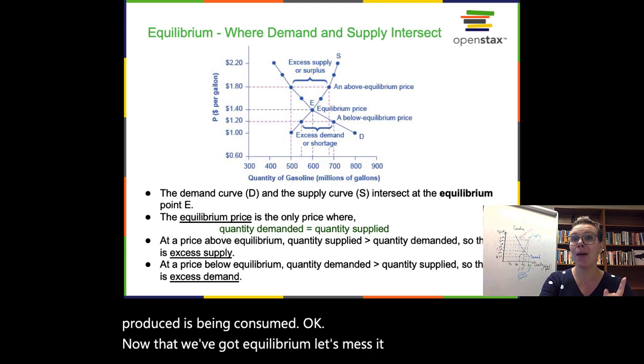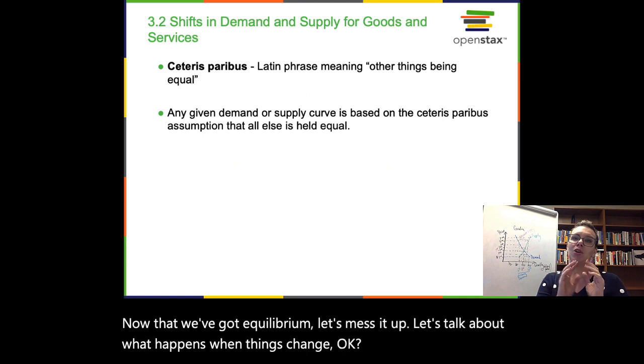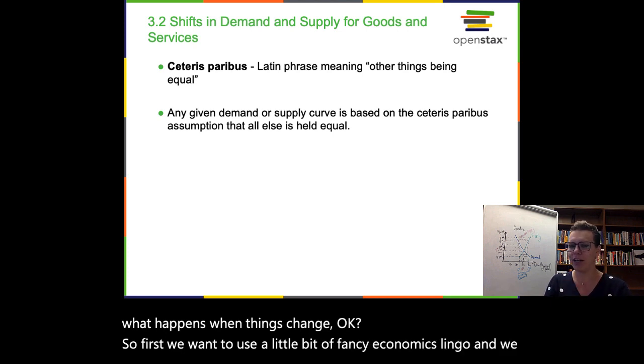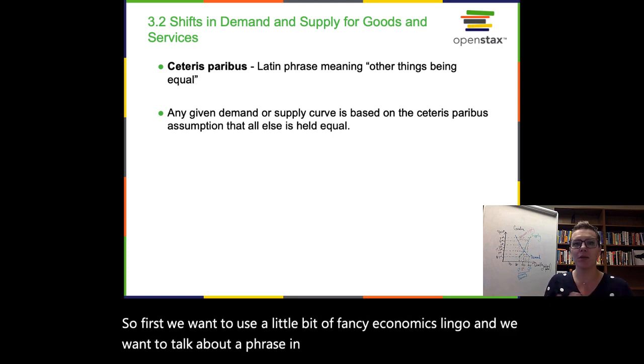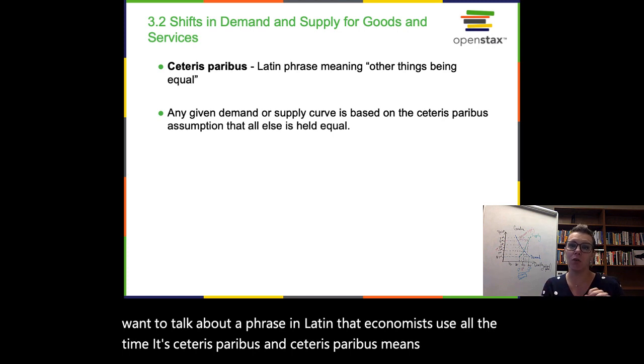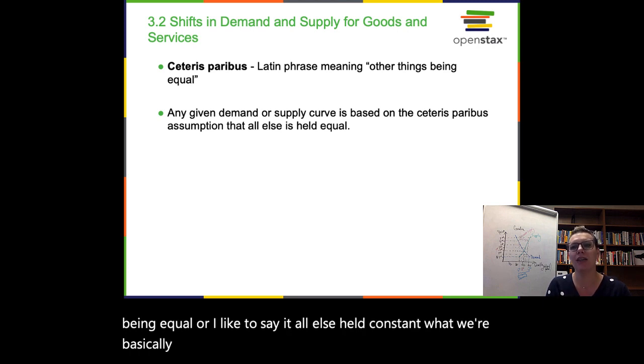Let's talk about what happens when things change. Okay? So first, we want to use a little bit of fancy economics lingo, and we want to talk about a phrase in Latin that economists use all the time. It's ceteris paribus. And ceteris paribus means other things being equal, or I like to say it, all else held constant. What we're basically saying is that we're going to change one thing at a time.